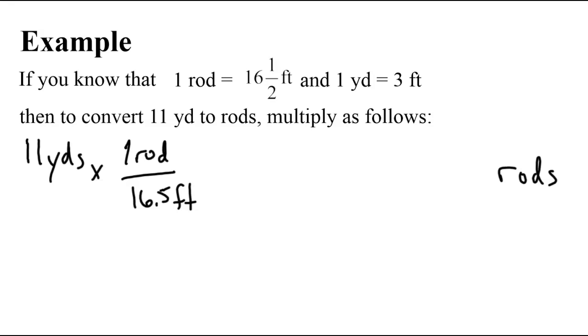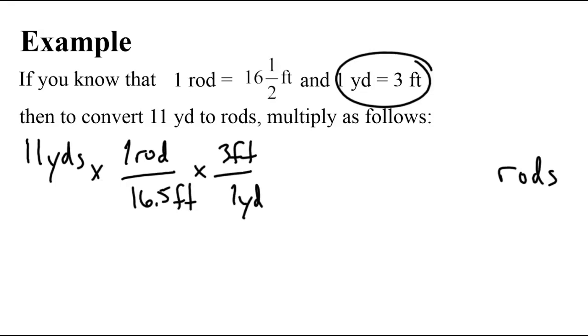And now I have feet on the bottom, and I have to get rid of the feet. So I know of a different unity fraction that's either 1 yard equals 3 feet or 3 feet equals 1 yard. I'm going to go with 3 feet because now I'm going to be able to cross that out, equals 1 yard. And now I'm going to not only be able to cancel out the feet, but now I can cancel out the yards as well, which is going to leave me with rods, which is what I was wanting.